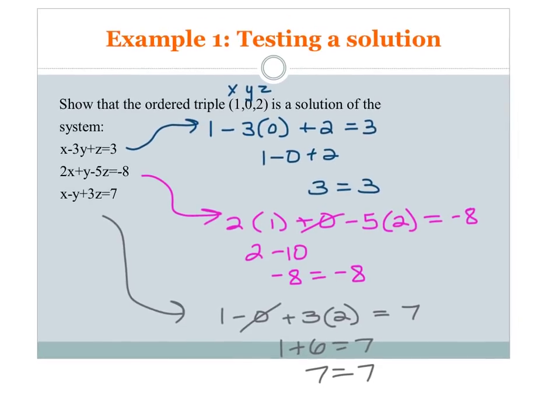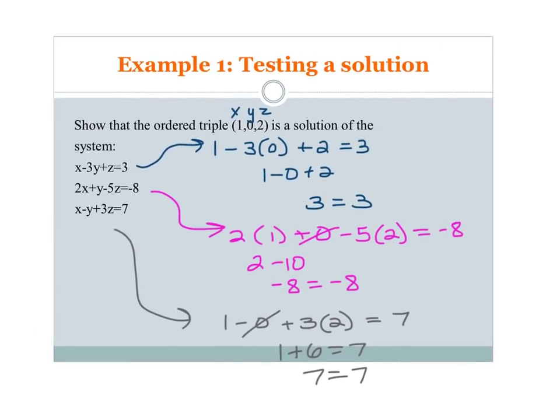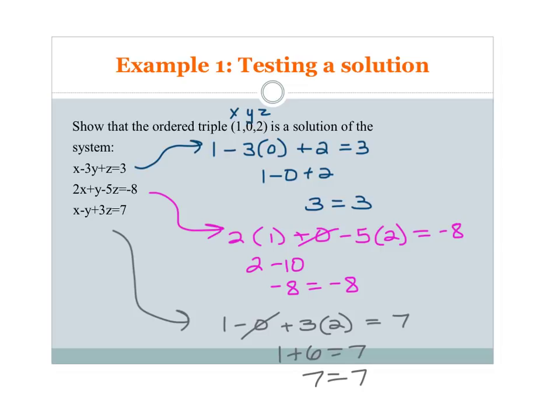So again, you won't have a question like this on your test, but you can. This is basically showing that every answer here is able to be checked by plugging it back into the system. But that solution has to work for all 3 of the equations in the system in order for it to be a solution.